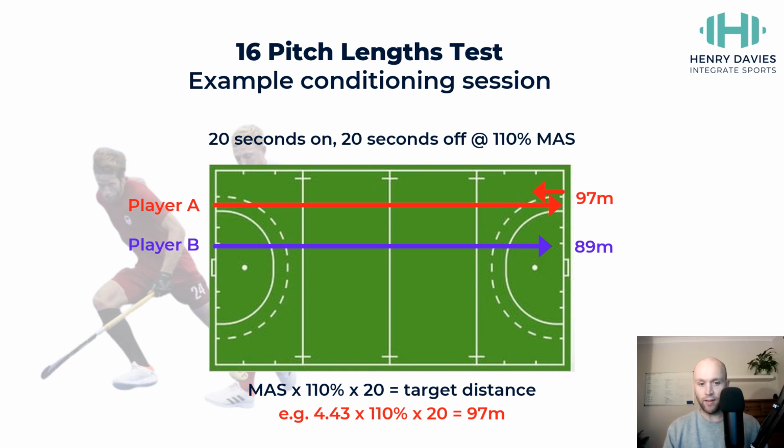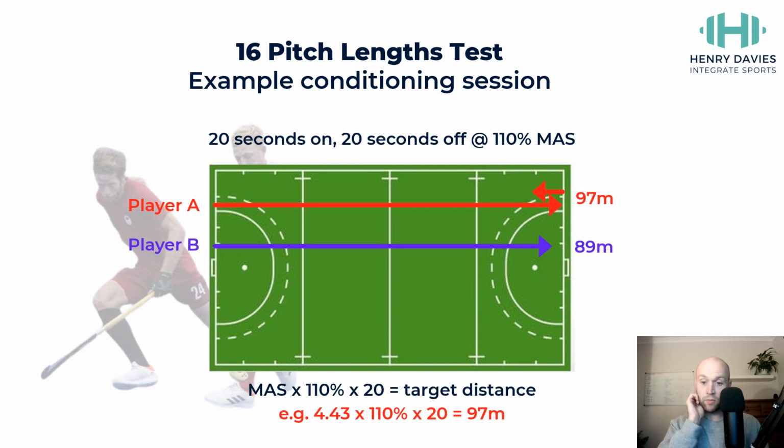So player A, you can see at the bottom there in terms of the math on this, we take 100% of their maximum aerobic speed score. We multiply that by 110% because that's the prescription we're aiming for. Multiply that by 20 for the 20 seconds, and that gives player A a 97 meter target, whereas player B's got an 89 meter target based on the same time. So if you were the coach, you blow the whistle on 0, 2 players start running, and as soon as the whistle goes on 20, they should have achieved those distances.